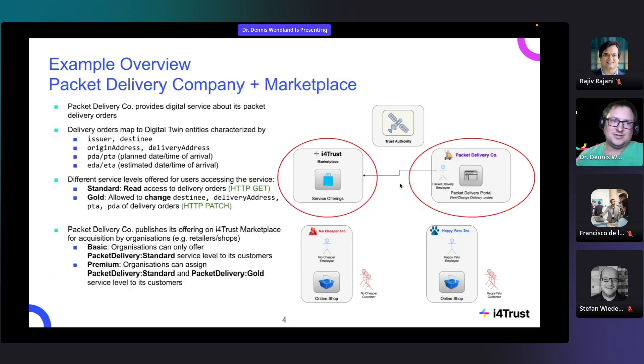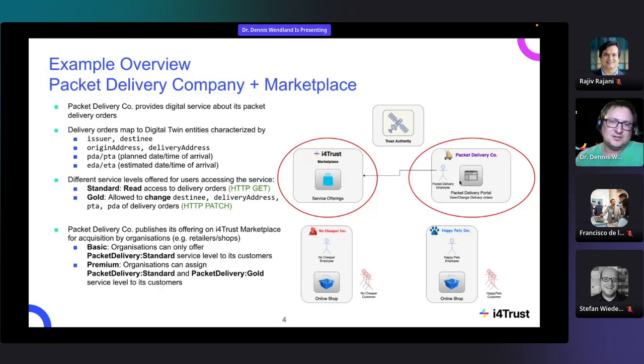Now, this packet delivery company is a typical delivery company for packets, and provides a digital service for its delivery orders. In general, a delivery order is mapped as a digital twin. So it's an entity in the context broker, which will reside within the environment of this packet delivery company. These entities are characterized by certain attributes, like an issuer or a destiny of the packets, an origin or delivery addresses, and also planned dates and times of the arrival of the packets, and also an estimated day and time of arrival, just for an example.